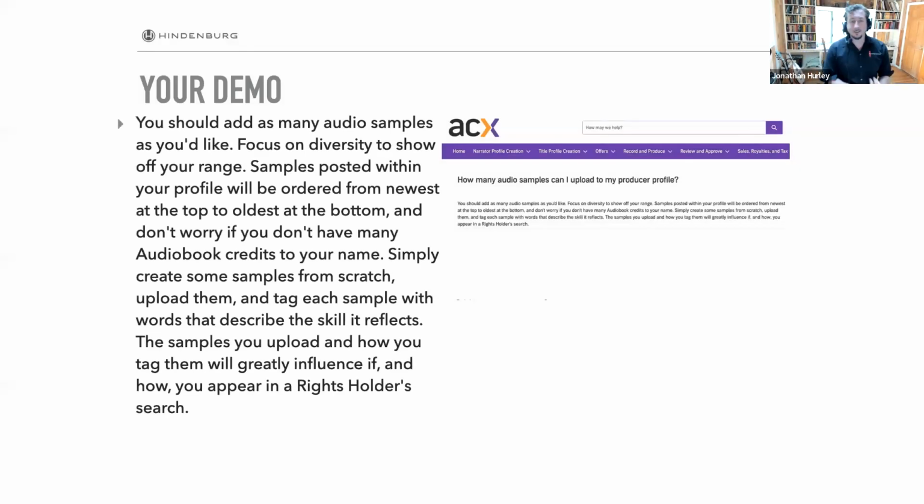So when we're getting into producing a demo for ACX, this is taken from the website. What it says is you should add as many audio samples as you'd like, focus on diversity to show off your range. Samples posted within your profile will be ordered from newest at the top to oldest at the bottom. And don't worry if you don't have many audiobook credits to your name. Simply create some samples from scratch, upload them, and tag each sample with words that describe it and the skill it reflects. The samples you upload and how you tag them will greatly influence if and how you appear in a rights holder search. So when people are searching around, okay?